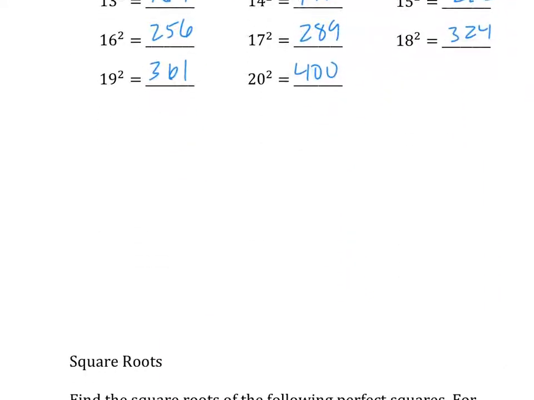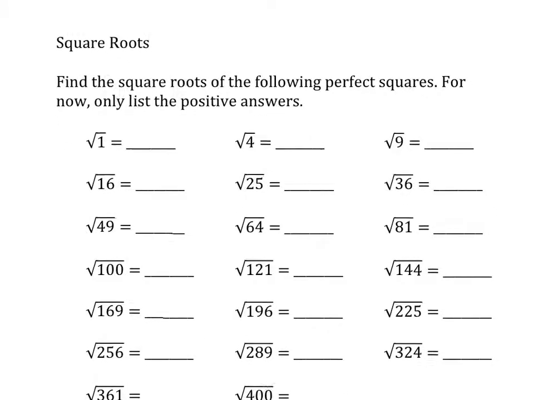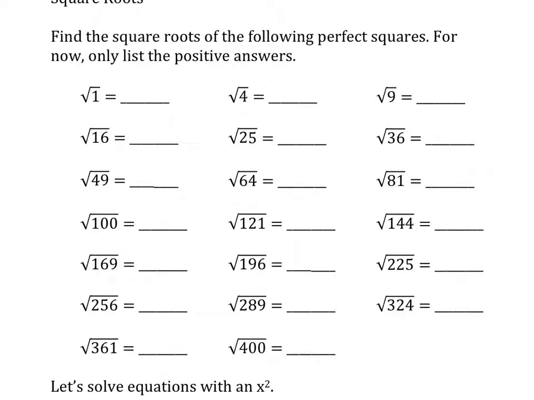Okay, now we are going to look at square roots. So we're going to find the square roots of the following perfect squares. For now, only list the positive answers. So the square root is the inverse operation of the square. Okay, so when we square something, the square root is going to be the inverse operation, so undoing that square. Okay, so the square root of 1, also for right now, we're only going to list the positive answers, and we'll talk a little bit more about what that means in a little while.